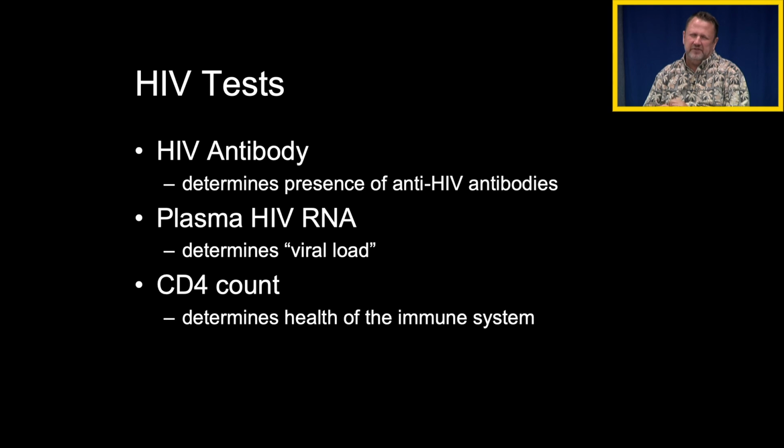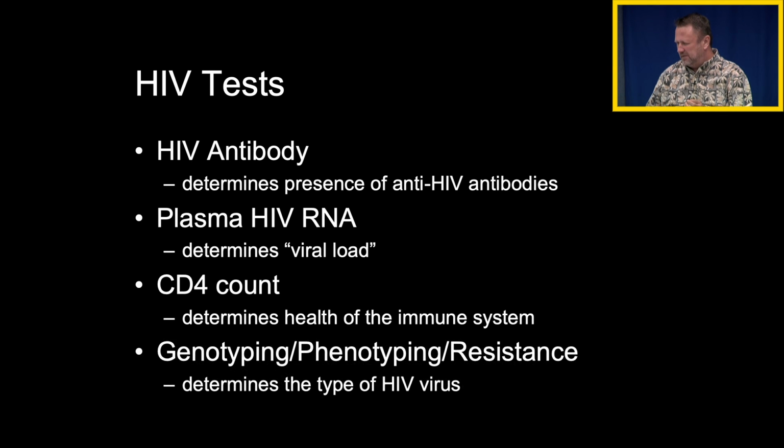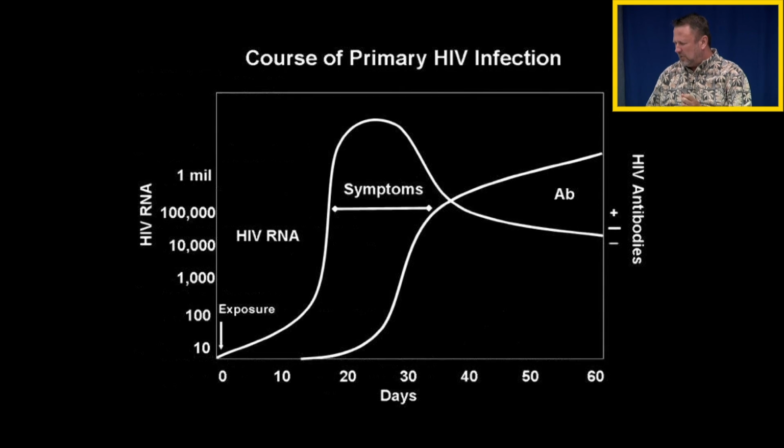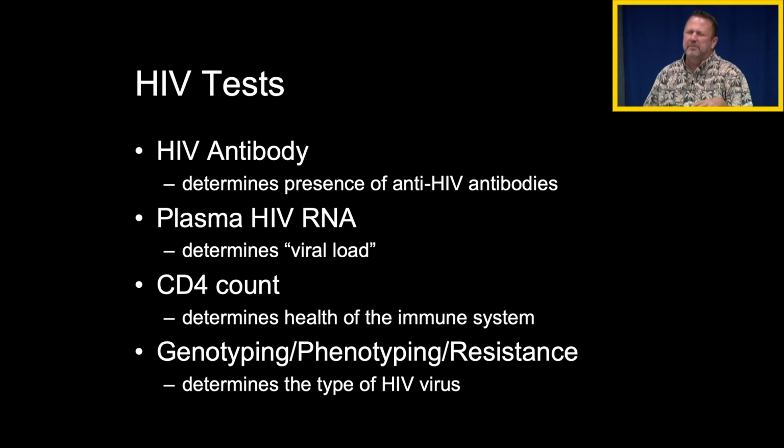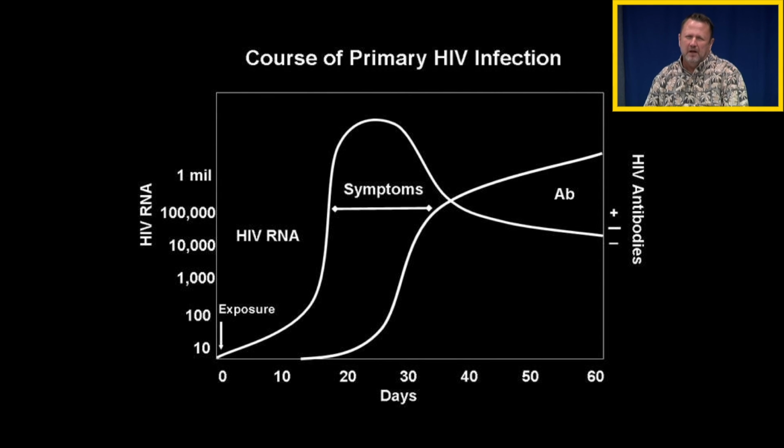Obviously, the lymphocyte count, the T helper lymphocyte count, the CD4 count, you'll hear that called the absolute CD4 count. That tells us the health of the immune system and whether they meet the criteria for AIDS. And then all the tests that we do on the virus to see what type of HIV virus, the type of variant the HIV virus is.